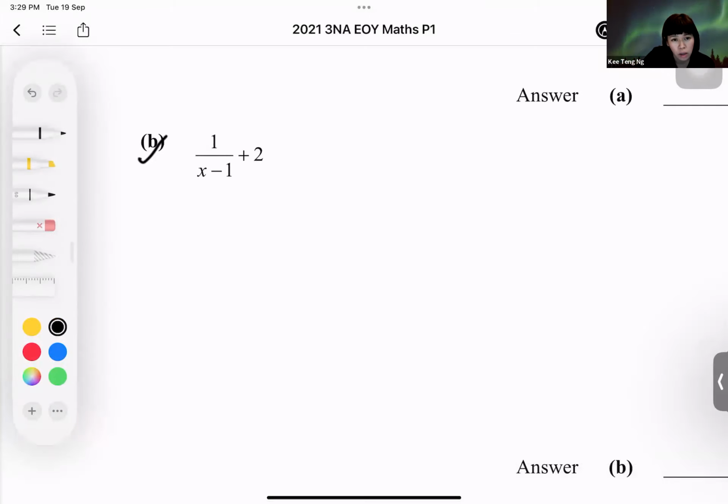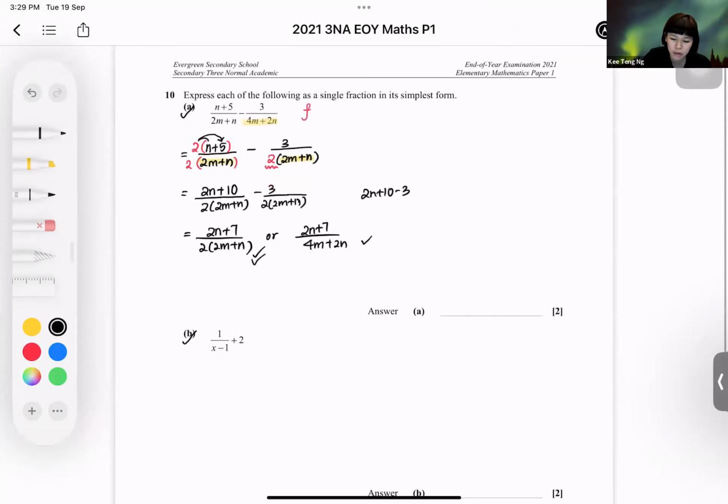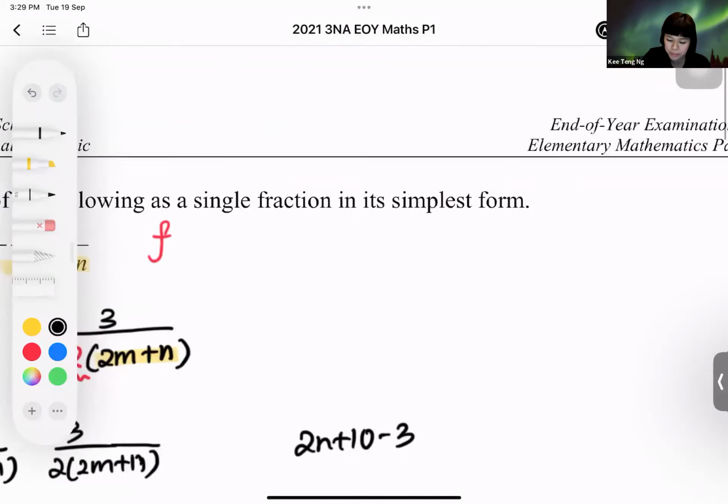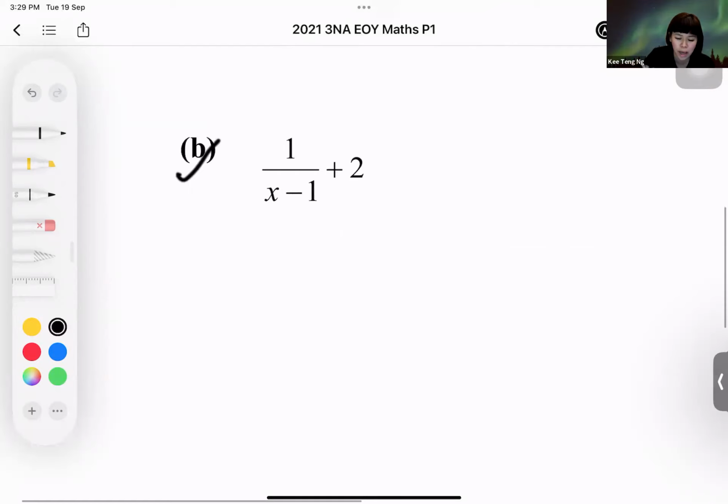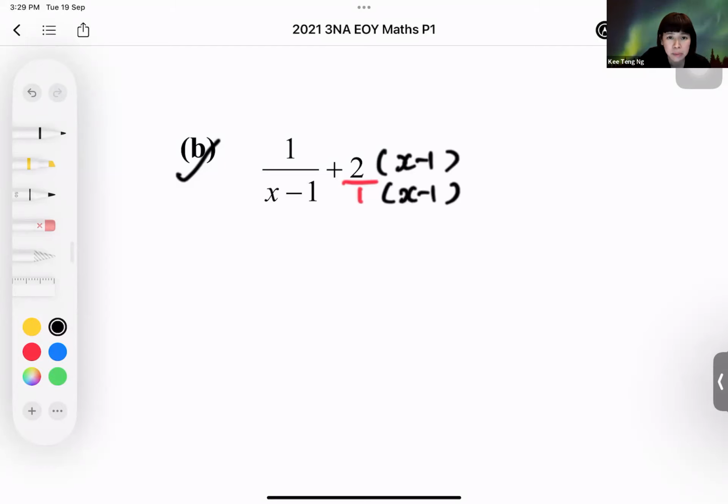Next, one more question. Simplify this as one single fraction in its simplest form. So now over here, what do we have? This one is the number 2. This actually has a denominator of 2 over 1. So if I want to make them the same denominator, what do I need to do? I need to multiply both the numerator and the denominator by x minus 1. Not cross multiply. You only cross multiply if there's an equal sign. There's no equal sign here. You don't cross multiply. You just make the denominator the same. So it's 1 over x plus x minus 1.